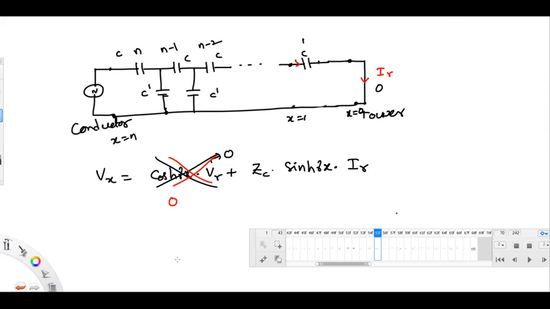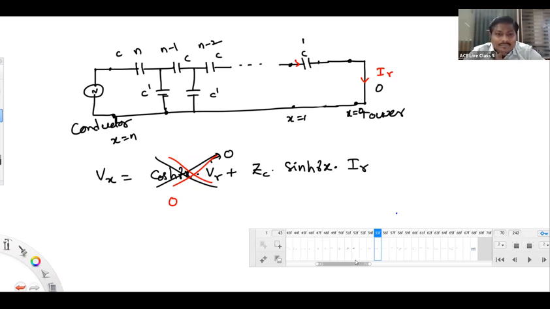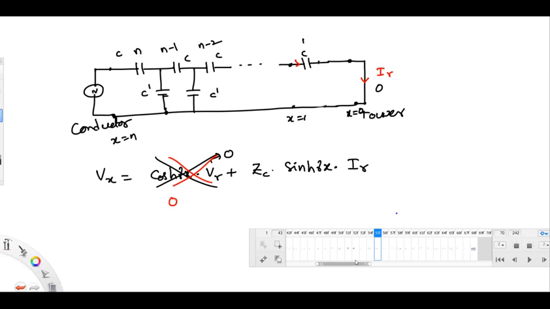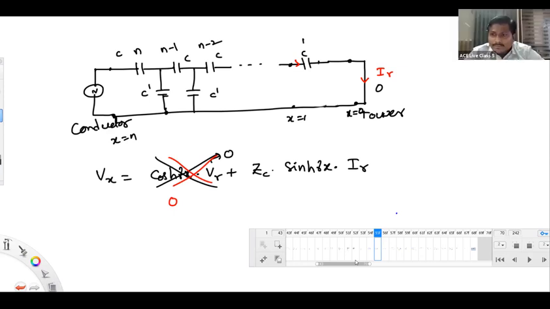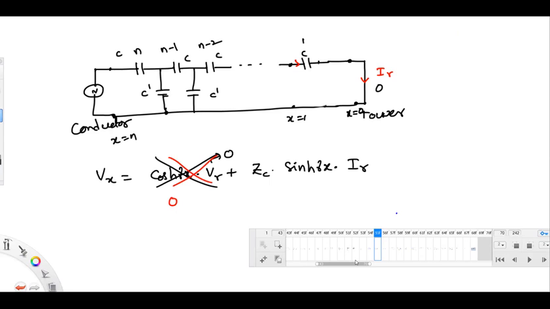Good morning, sir. There is a problem. VS at an angle delta and VR at an angle 0, that is the sending and receiving end voltage, and the reactance is capacitive in nature. The reactance is capacitive, meaning minus jXC. And the sending end voltage is VS at an angle delta.